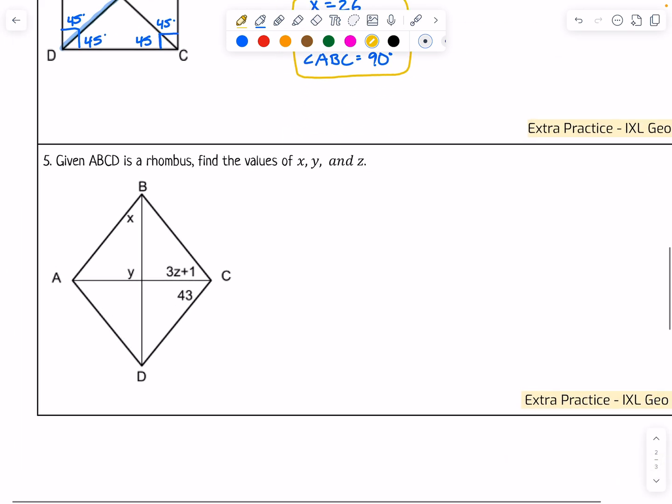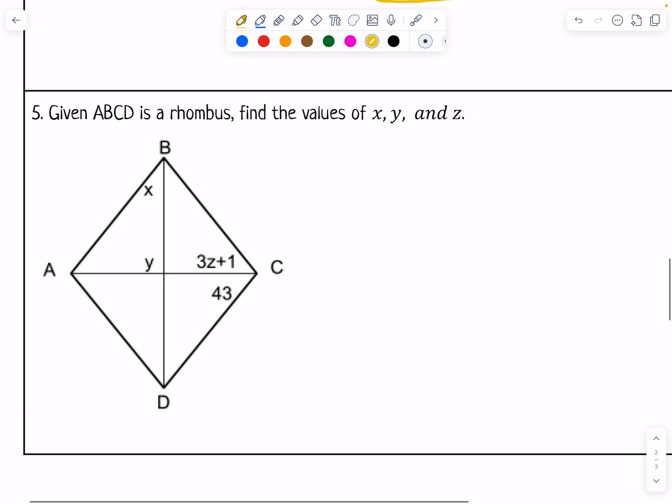All right, number 5 says, given ABCD is a rhombus, find the values of x, y, and z. So some special properties of a rhombus are that the diagonals are perpendicular to each other. So the first thing I notice is y is right there at an intersection of the diagonals. So we would automatically know y would have to be 90 degrees.